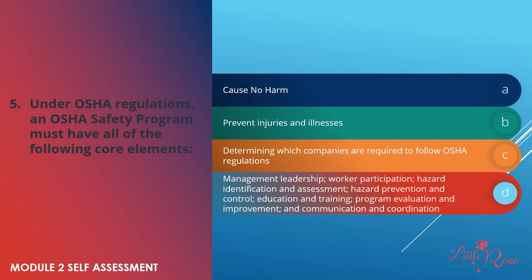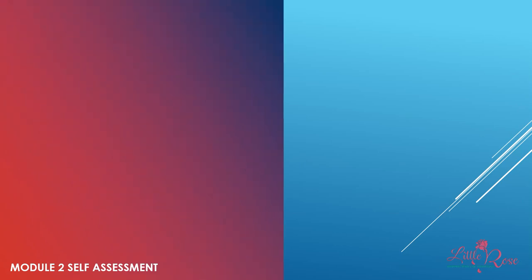Under OSHA regulations, an OSHA safety program must have all of the following core elements. Cause no harm, option A. Prevent injuries and illnesses, option B. Determining which companies are required to follow OSHA regulations, option C. Management leadership, worker participation, hazard identification and assessment, hazard prevention and control, education and training, program evaluation and improvement, and communication and coordination, option D. Question number 6.